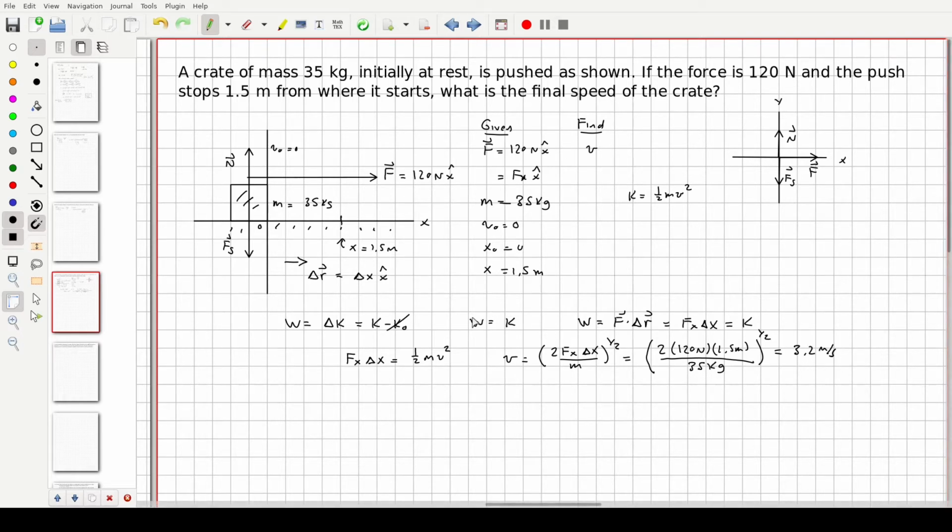Now, this is a speed, and that's one of the things that you need to be aware of when you deal with energy in general. Energy gives you a number, it gives you a scalar, and it's up to you to figure out the direction. Thankfully, here we're just being asked what the speed of the crate is, so we don't have to worry about that. But in a situation where you're actually looking for the velocity, you would have to use common sense to figure out what that is.